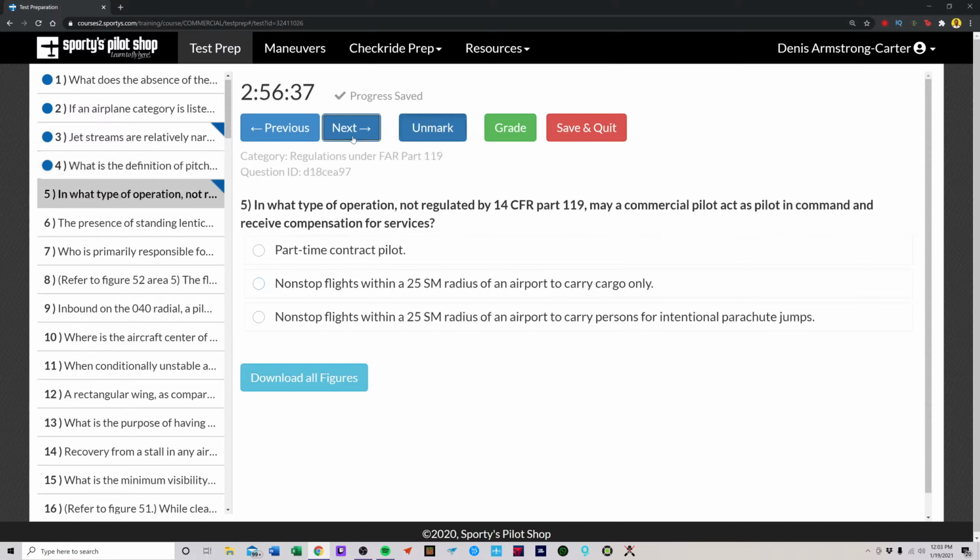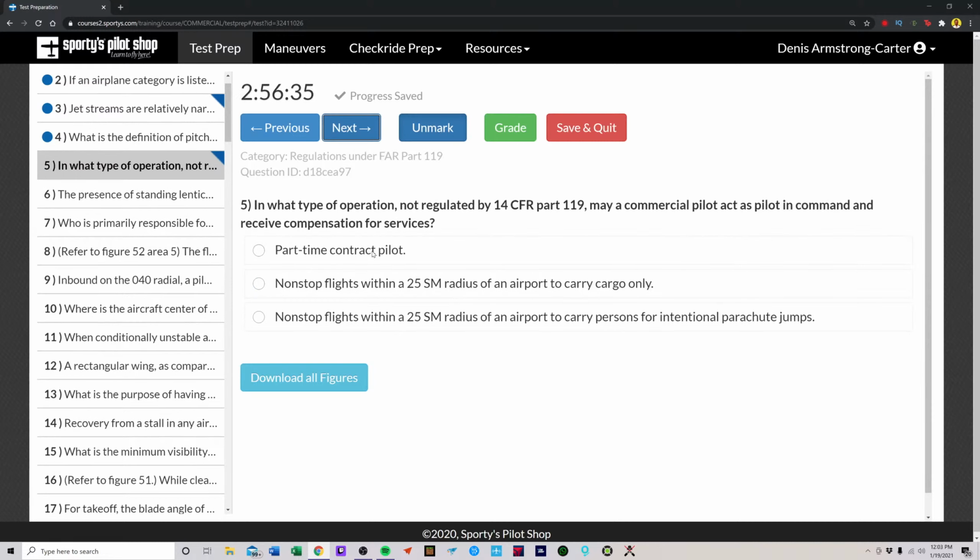Let's see. What type of operation is not regulated by 14 CFR Part 119? May a commercial pilot act as pilot in command for compensation for services?